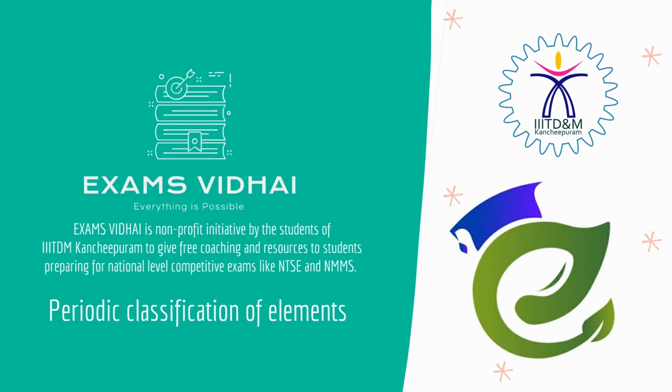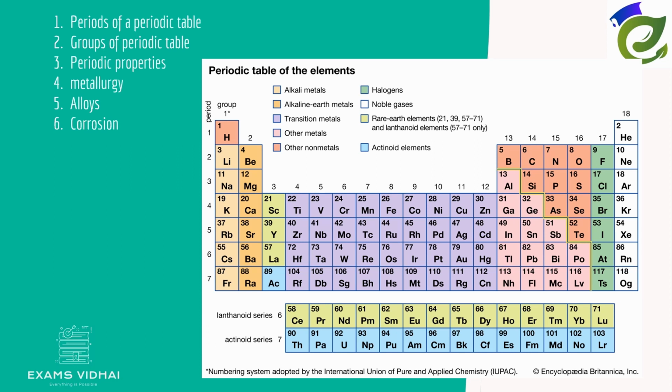In this lesson, we will learn about periodic classification of elements. Content of this chapter. First, we will learn about periods of the periodic table, groups of the periodic table, periodic properties, metallurgy, alloys, and corrosion.